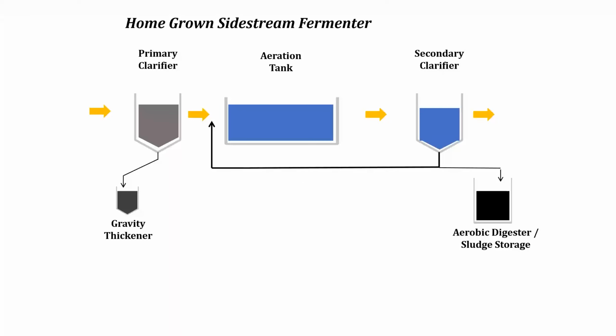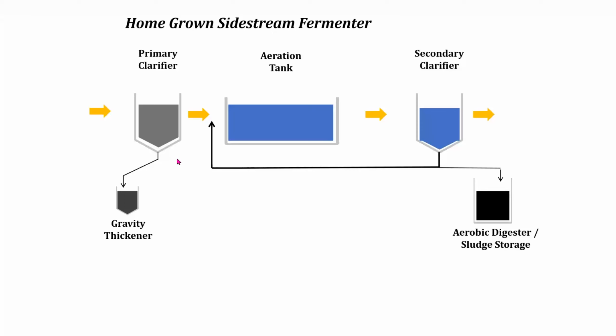So my favorite strategy, of course, if you have multiple tanks and you can make your plant look like one of those that I showed that's designed for phosphorus removal, great, go for it. But most don't. Most have an aeration tank that can't be divided into an anaerobic zone. So I want to give you an idea on creating your own side stream fermenter.